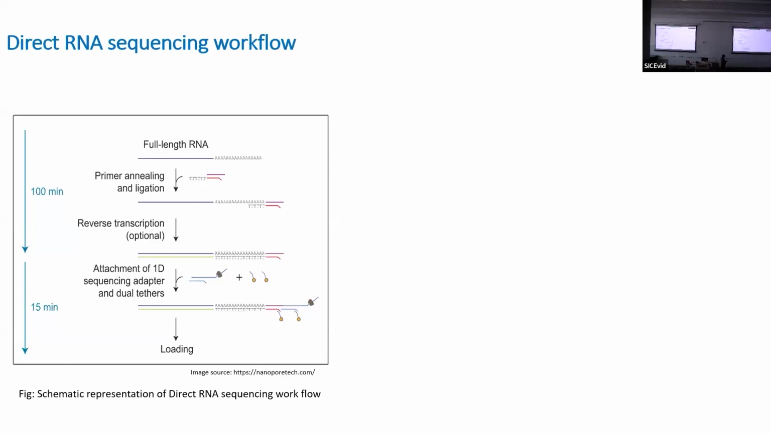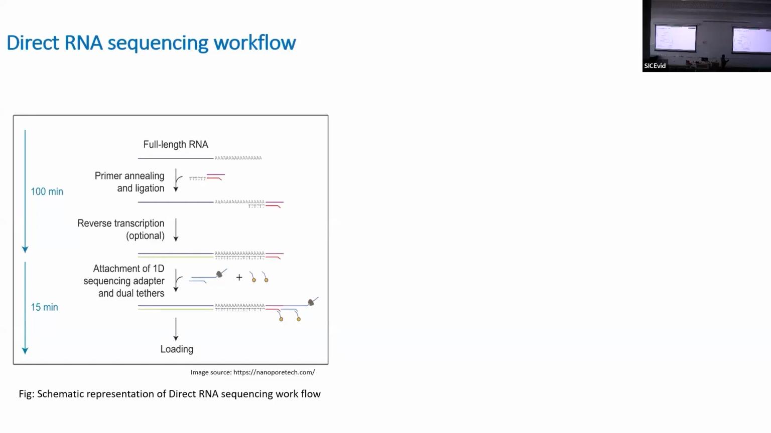A first-year undergraduate could create this library and start sequencing. So typically, you would isolate mRNAs with poly A tails. You will use oligo-dT primers, and this oligo-dT would stick to the A's because of the complementarity. And there's an optional reverse transcription step.